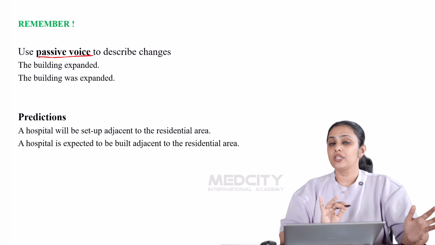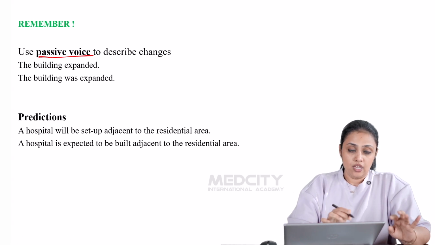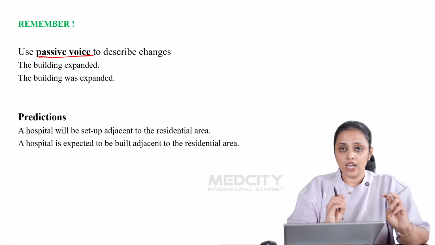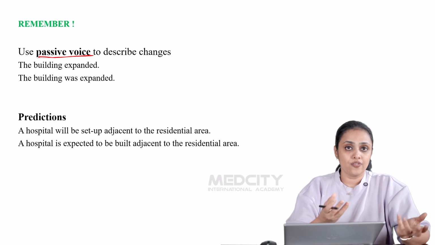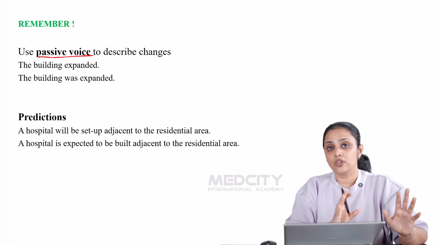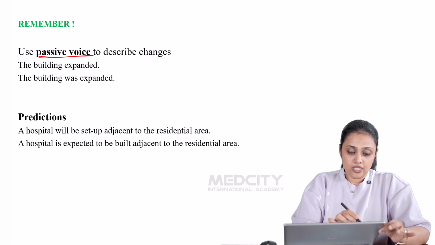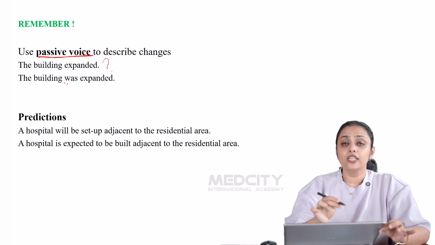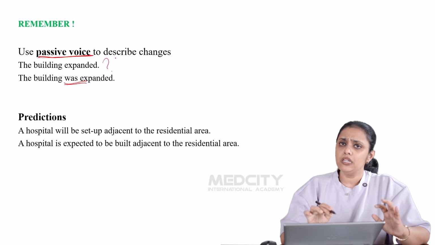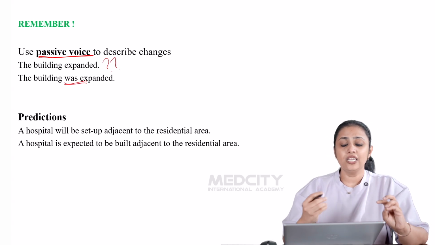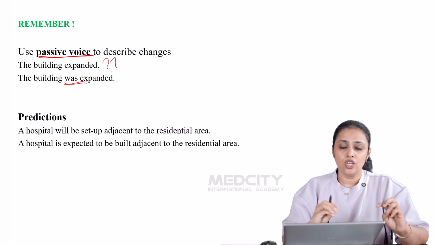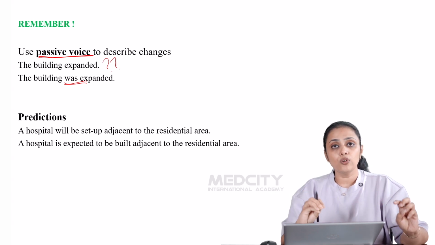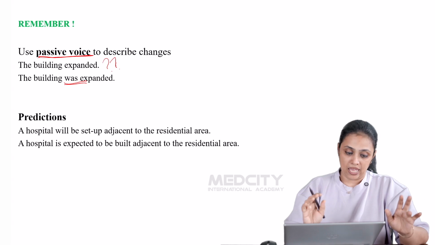Now, what is the difference between active voice and passive voice? In active voice, you are giving importance to the doer of the action. In passive voice, you're giving importance to the action. Now, in the first example, the building expanded. And the second one, the building was expanded. Now, can the building expand on its own? No. You need an external force to do that action. So if you need an external force to do that action, then it becomes passive.